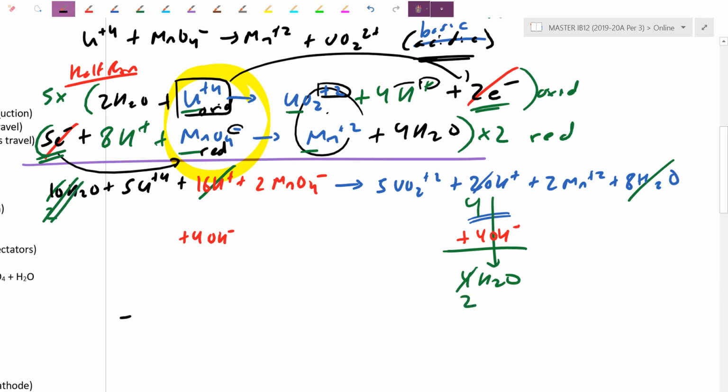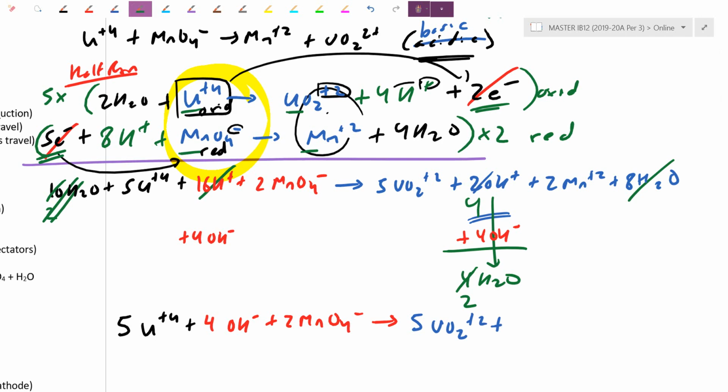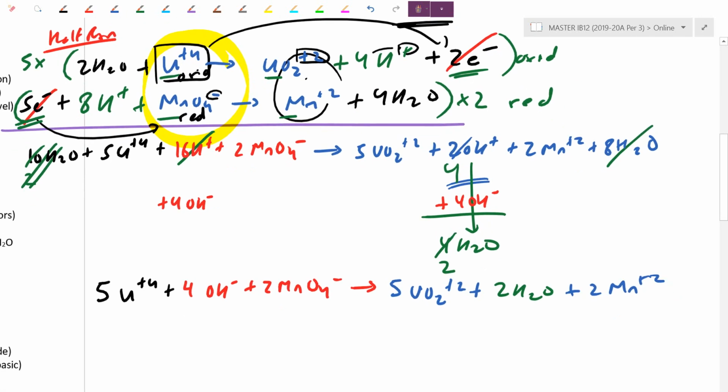If I can just summarize it, so for basic, uranium plus 4 plus the 4 hydroxide, try to write this a little more neat so you can see, this becomes 5 UO2 plus 2. I only have 2 waters left over. The order doesn't matter as long as it's on the correct side. Plus it to 2 Mn plus 2. If I'm running out of time, I would just check the charges. Hopefully they match up. 5 times 2 is 10, plus the 4 here, 14 plus. Over here I have 20, minus 4, minus 2. What is it?